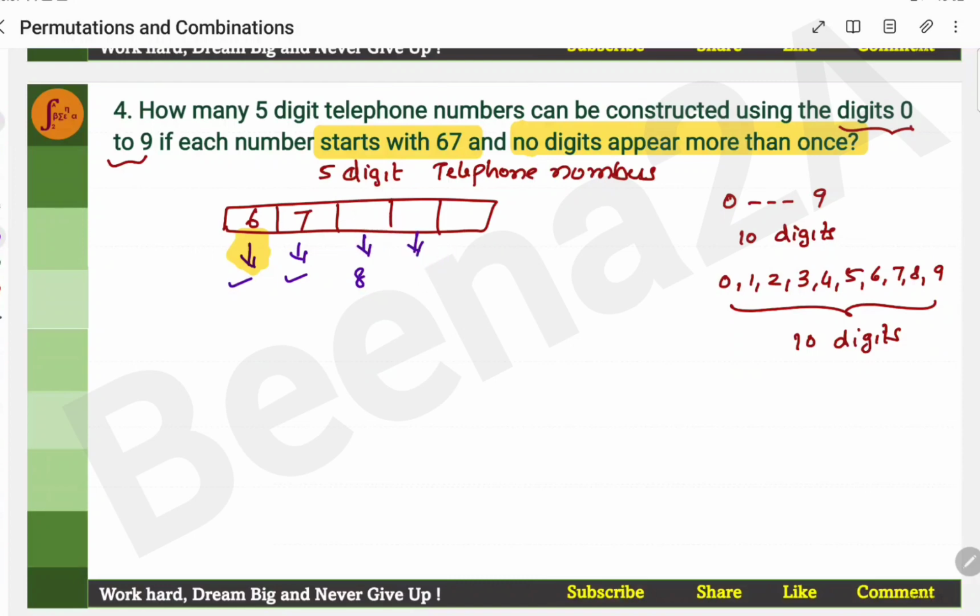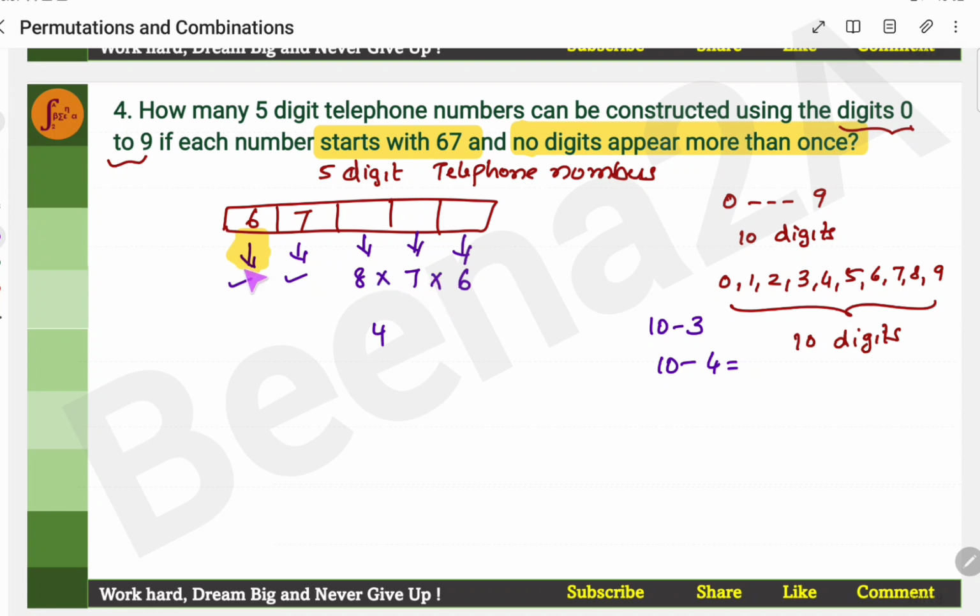Now the fourth digit. 3 are selected now: 6, 7 and the third digit. How many are left? 10 minus 3, which is 7. And for the fifth digit, 4 digits are chosen, so 10 minus 4 is 6.